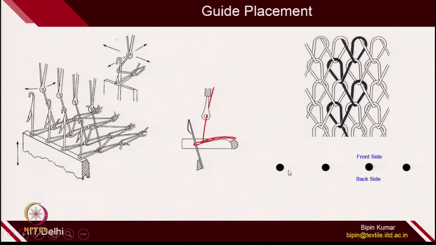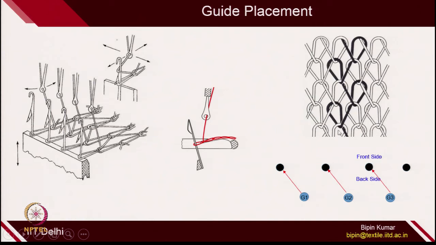So, for example, if you see there are four needles on this bed, so for each needle one guide will be associated. So, for example, this G1 is associated with the first needle, G2 is associated with the second needle, and G3 is associated with the third needle. So, in the first course, these three guides will be providing yarn to three different needles.